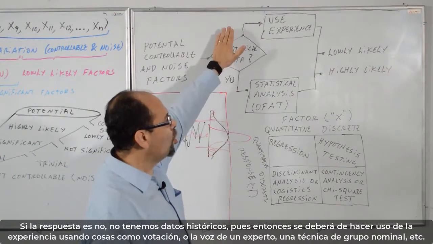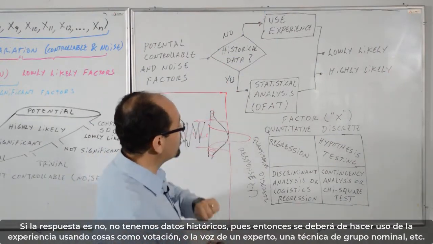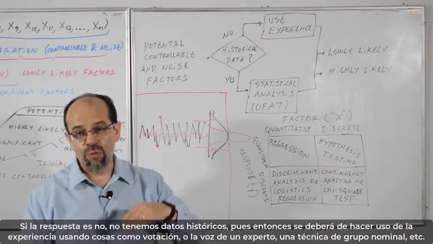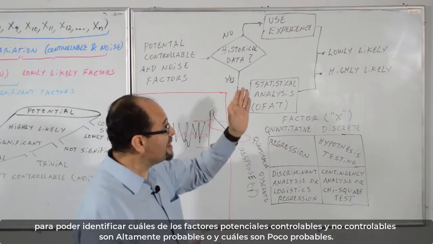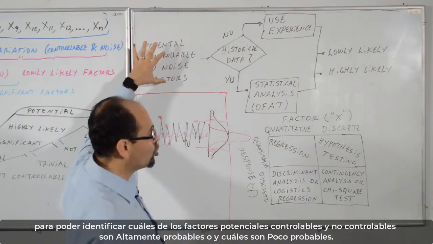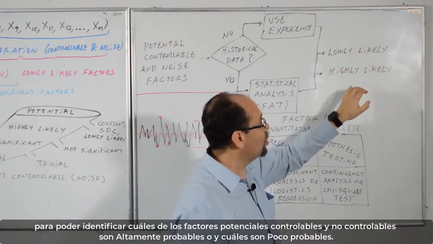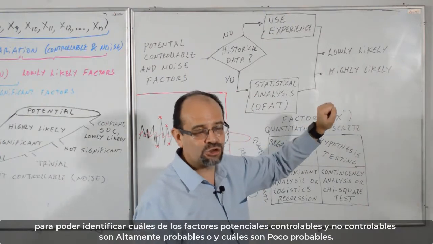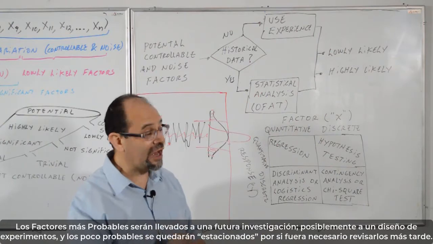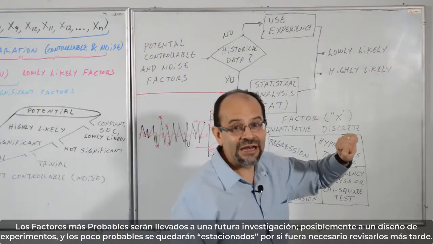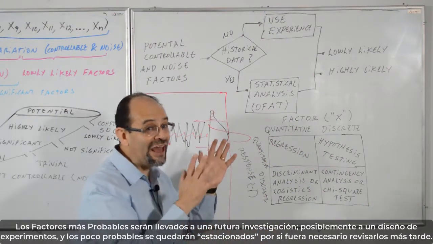If the answer is no, I don't have historical data, well, then use your experience, maybe voting, maybe the voice of an expert, maybe a nominal group technique, etc., to identify of these potential controllable and non-controllable factors which could be lowly likely and which could be highly likely factors. The highly likely will be taken to further investigation, perhaps a design of experiment. The lowly likely, they will be in standby. Maybe we are going to need them later or not.